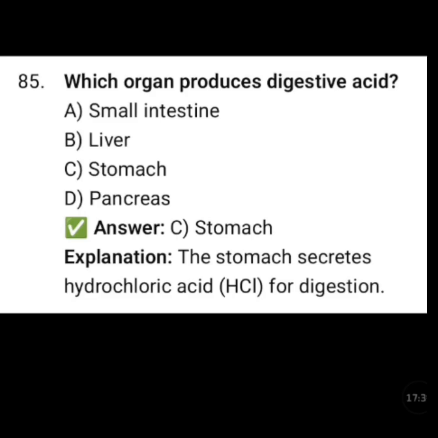Which organ produces digestive acid? Small intestine, liver, stomach, pancreas. The correct answer is option C, stomach. The stomach secretes hydrochloric acid for digestion.